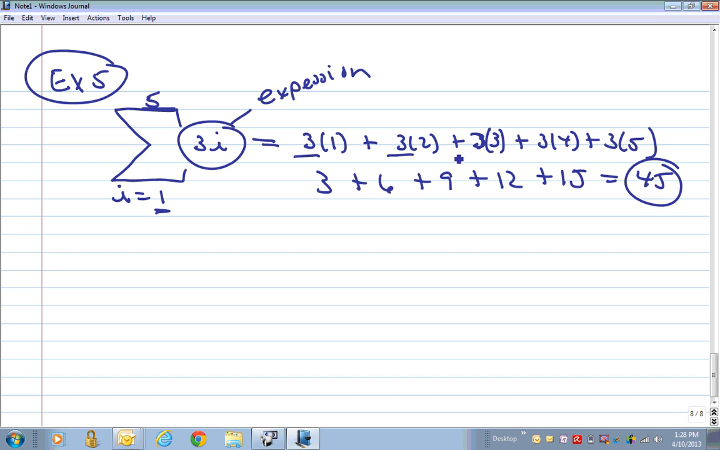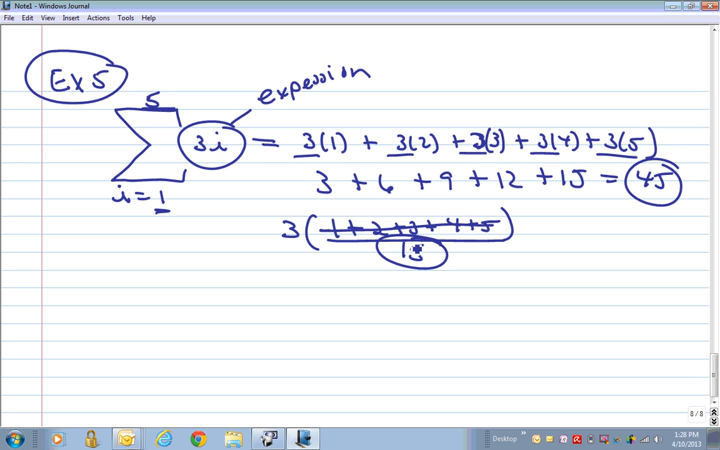They all have a common factor of 3. So I could have written this as 3 times 1 plus 2 plus 3 plus 4 plus 5, because they all got multiplied by 3. I could add this up really easy. 1 and 2 is 3, plus 3 is 6, plus 4 is 10, plus 5 is 15. So this all is 15, and 3 times 15 is 45. And that's actually easier than adding all of those values up, especially if those values get to be larger.